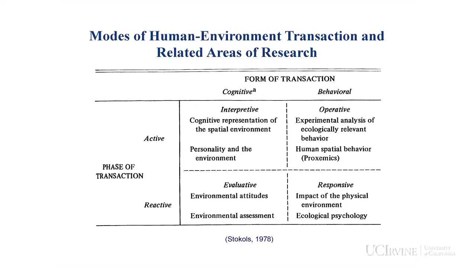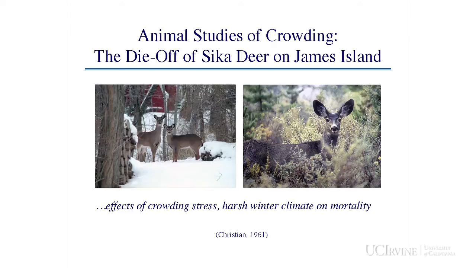So some of this research begins back with studies of animal populations living in very crowded, dense environments. And this was an early famous study of a herd of deer living in a winter climate on an island off of the coast of Maryland. And what they observed was a die-off; the majority of animals in that herd died. And they wanted to know what was going on there. Was it crowding? Was it the harsh temperatures?